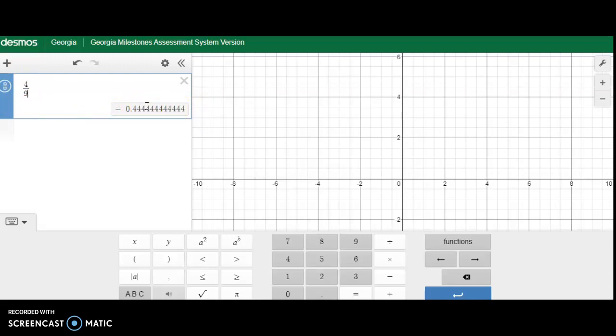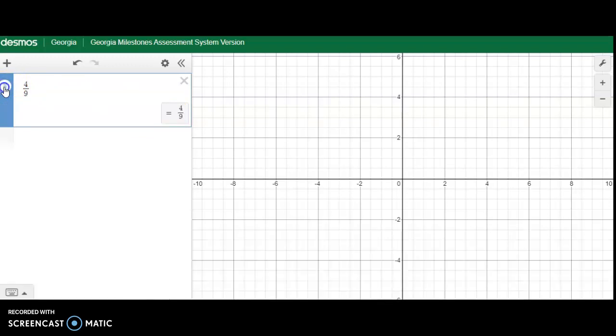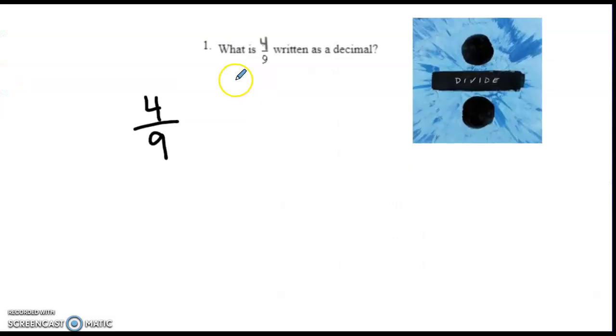If you were ever doing a problem and it was multiple choice and all of your answers were written as fractions and you got a decimal answer, Desmos has this option over here to turn it back into a fraction. I just wanted you to know that that was available. You can change your answer from fractions to decimals simply by pushing that option in Desmos. But this one, as a decimal, is 0.444444, on and on and on. It repeats. So let's look at how to write that.